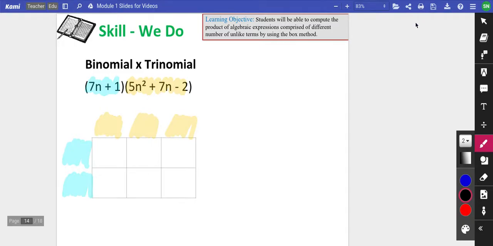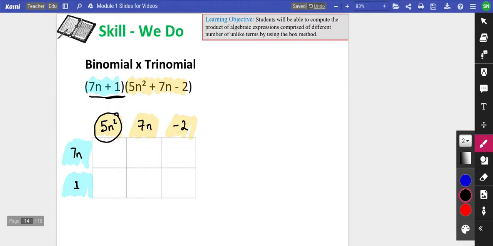So the binomial, the first one, will be going on the left: 7n and a plus 1. The orange one, which is the second one, will be going on the top: 5n squared plus 7n minus 2. And we will be multiplying kind of like the ones we did in part 1. This one times that one.